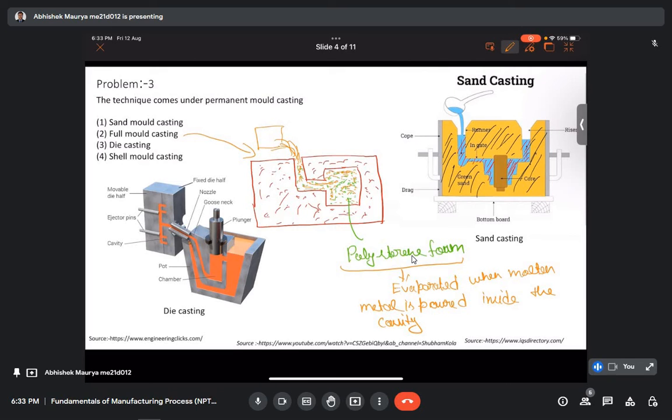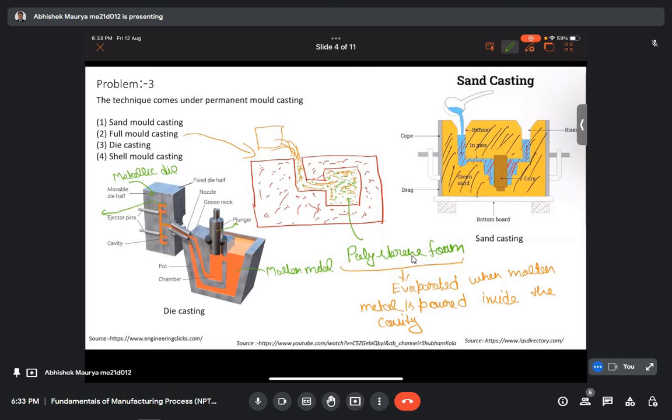It is already well known to all of us. Here we have a plunger and we have the molten metal, and we try to put the molten metal inside the cavity. Here the orange region is the cavity, and this is the metallic die. This is the metallic die which is reusable.